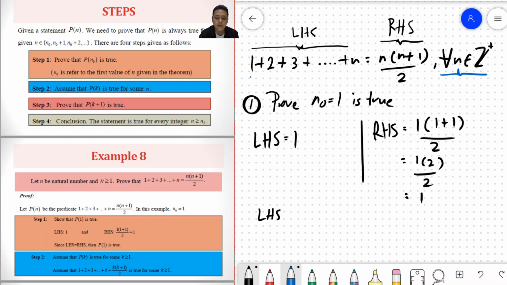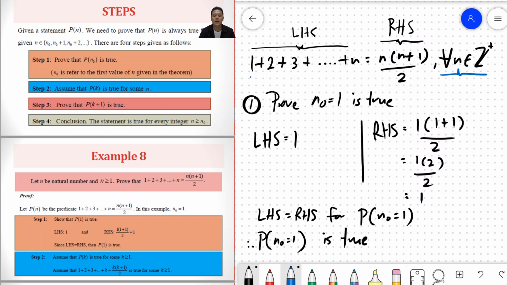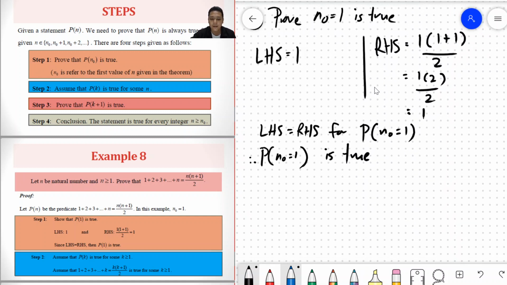The conclusion for the first step is that left hand side is equal to right hand side for the case of P(n), n not equals to 1. As your conclusion, you can say that P(n), n not equals to 1 is true. We are not finished yet because the mathematical induction consists of 3 steps. We proceed to the next step, which is the second one.